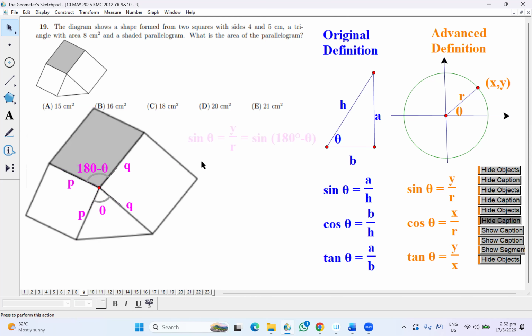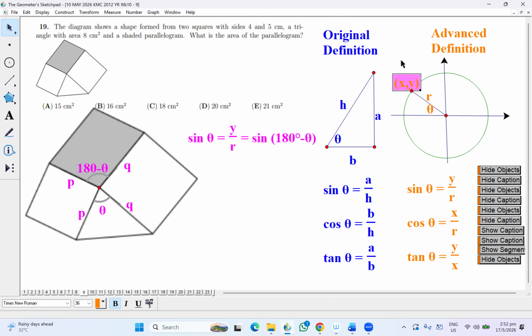Before that, we notice that sine theta is y over r. Then it is also sine 180 minus theta, because when the point comes over to this side, then this is theta, but the angle from the x-axis is 180 minus theta. The distance is still r. The x coordinate is negative, but the y coordinate is still y. So y over r, same for the definition always; the angle must start from the x-axis. So we say sine 180 minus theta is also y over r.